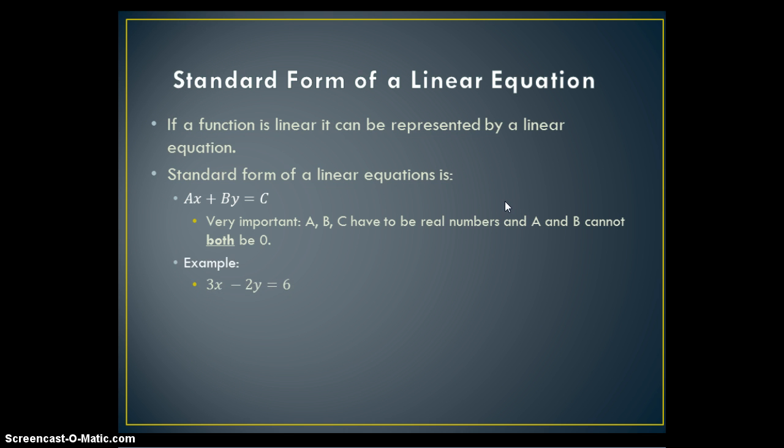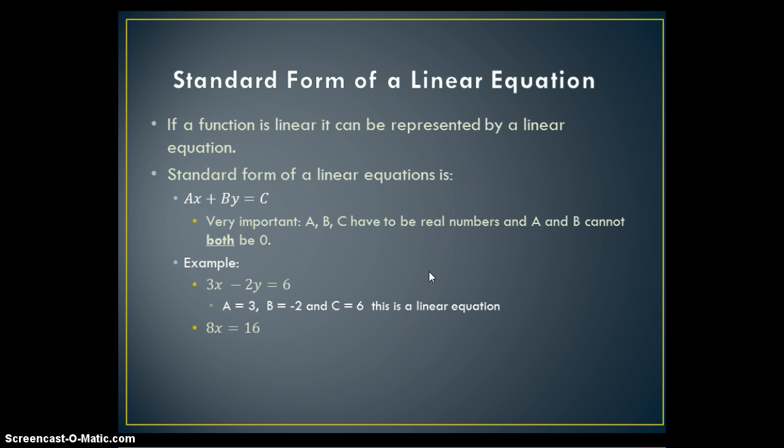And here's another example. 3x minus 2y equals 6. What's the value of a? What's the value of b? And what would be the value of c in this equation? 3x minus 2y equals 6. And we'll see that a equals 3, b equals -2, and c equals 6. This is definitely a linear equation.